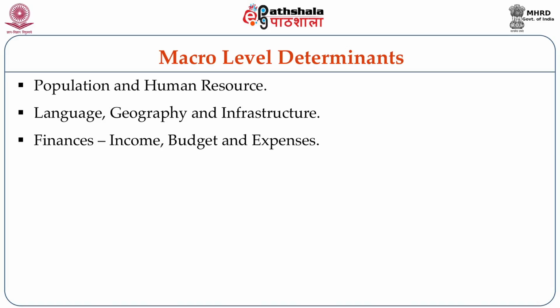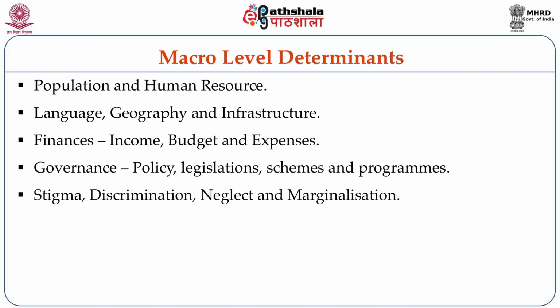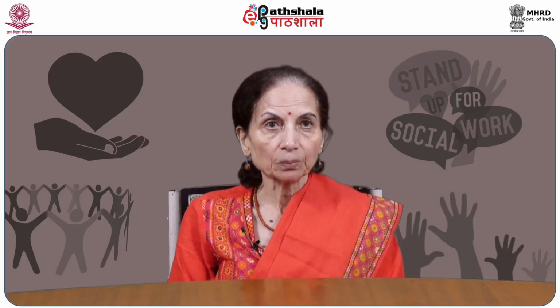Whether they live in a mountainous region, they live in the plains, then their access to finances, the whole budgeting for health and mental health, the kind of governance. So government programs, their policies, their legislation, to what extent are they positively related to the development of mental health programs and the implementation of the programs. The other macro level determinants include stigma, discrimination, neglect and marginalization, as well as life expectancy. We'll take some of these in more detail.